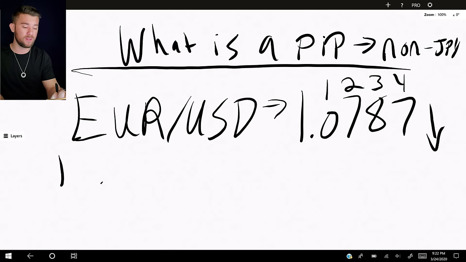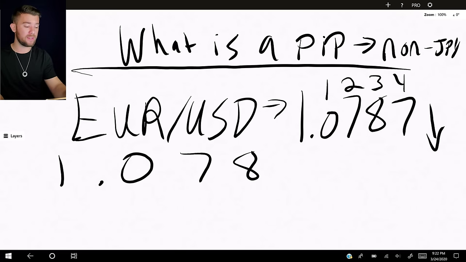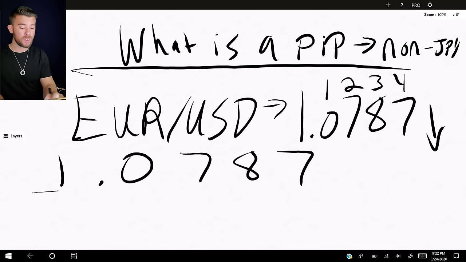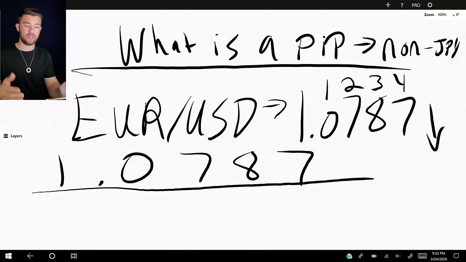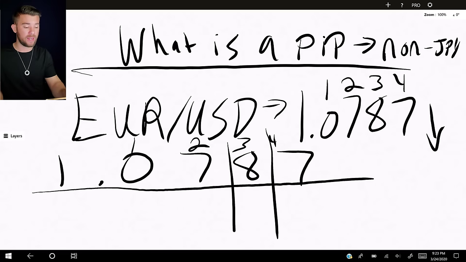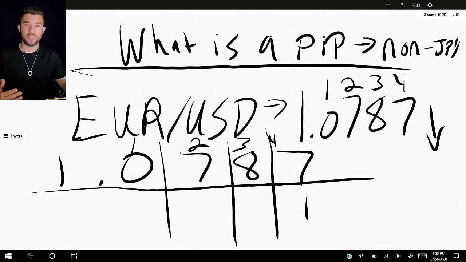So we have 1.0787, right? So with this being the case, the way I look at this, if I count my numbers, 1, 2, 3, fourth decimal place is a pip, I like to look at it like this. This is our ones, meaning every time this moves, it's going to be one.